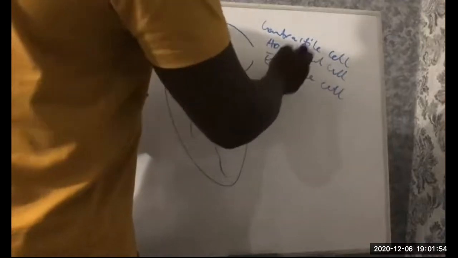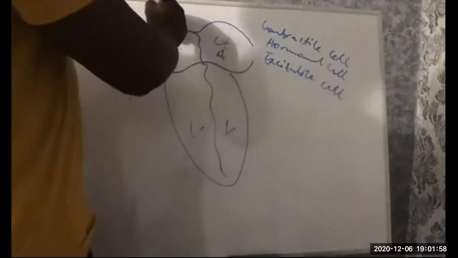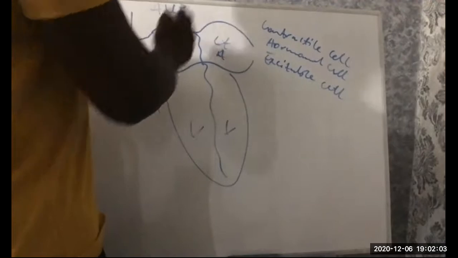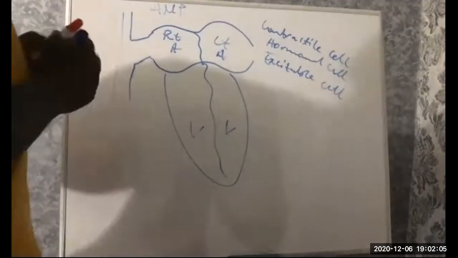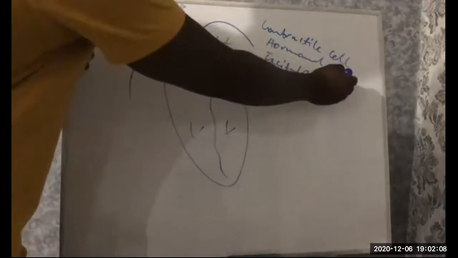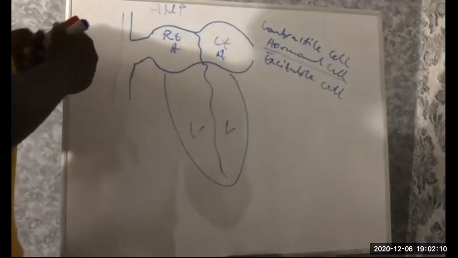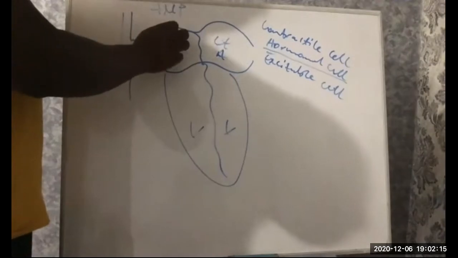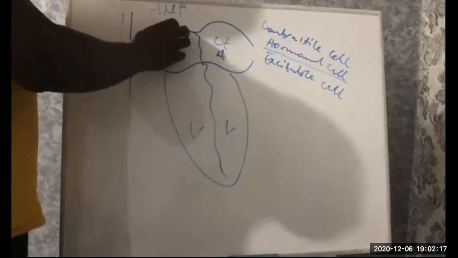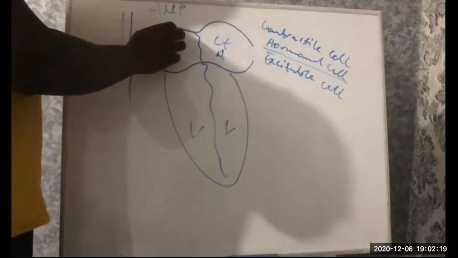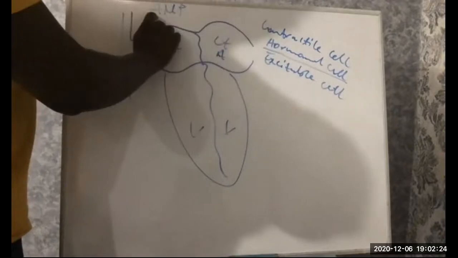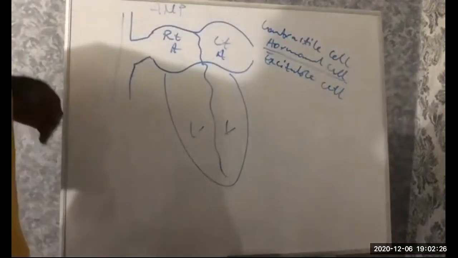Now, hormonal cells, an example of those are the cells that secrete a hormone which we call the atrial natriuretic peptide or hormone. These hormonal cells have receptors called stretch receptors. So whenever there is stretching of the atrial wall, they tend to release this atrial natriuretic peptide.